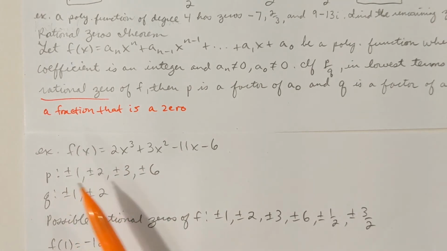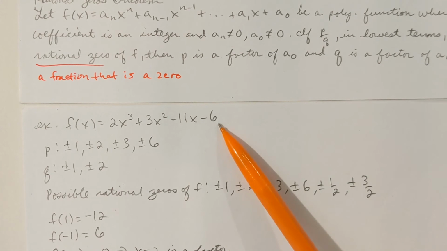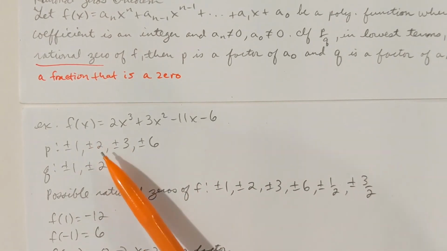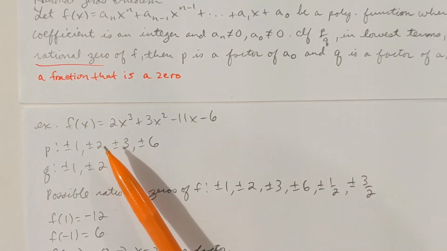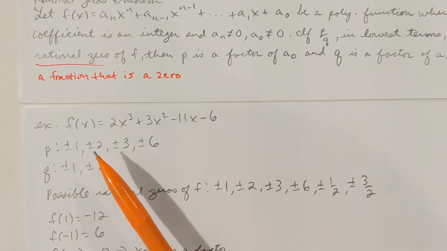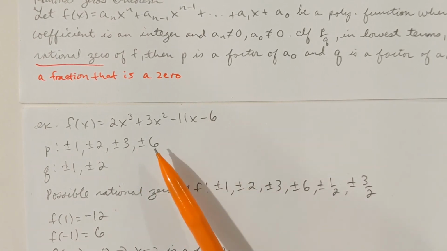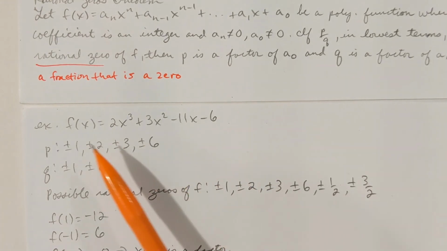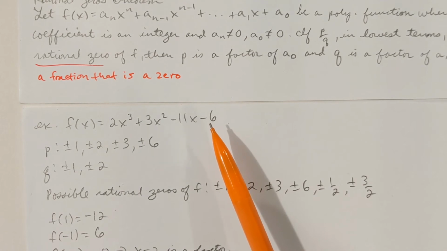So to get the p values, I'm just simply listing all the factors of -6. 1 is a factor of any number along with -1. 2 goes into -6 along with -2. And by the way, if a number is a factor, its opposite is going to be there, so I'm going to have plus minus for all this stuff here. 3 goes into -6 along with -3. And then 6 goes into -6. -6 is also a factor of itself. And so in all we have 8 numbers that are factors of -6.